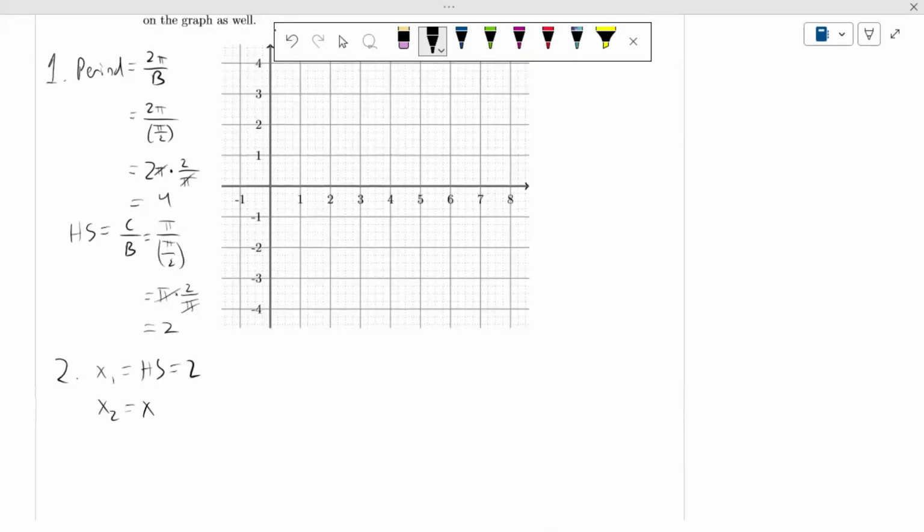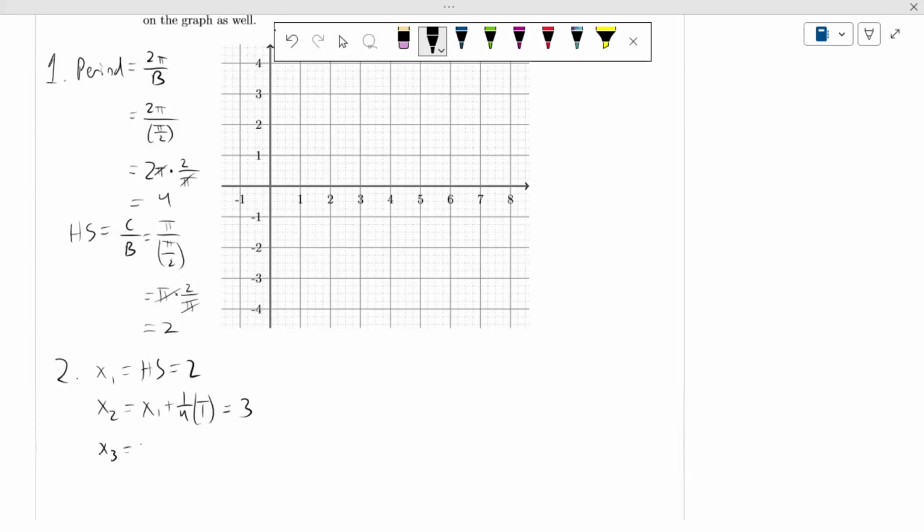Our x2 is always x1 plus a quarter of the period. Take 1/4 of the period and add it to x1, which is really nice in this case because the period's 4, so a quarter of that is just 1. So we're going to take x1 and add 1 to it. We're going to get 3.